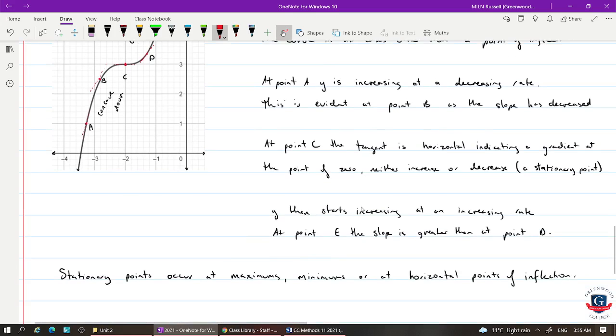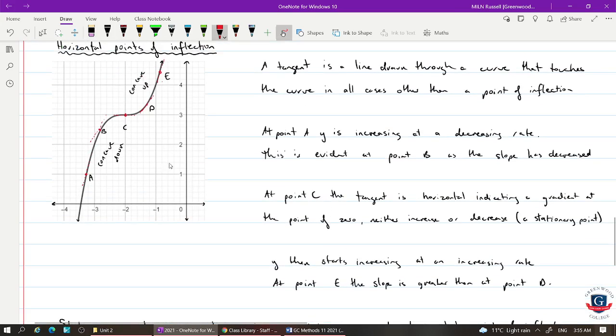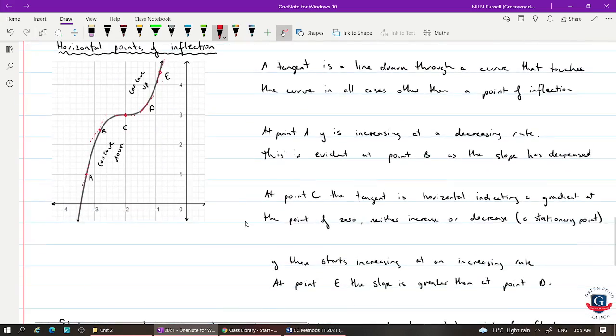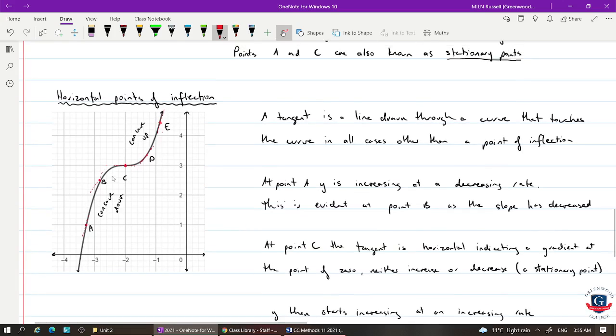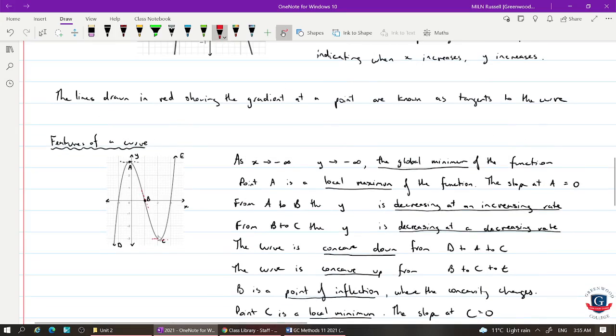Once you get your head around that, stationary points can occur at horizontal points of inflection. We should note here that even though that's a point of inflection, it's not a horizontal point of inflection, so the slope is not 0 at that point, but the slope is definitely 0 at the maximum and minimum points. So a stationary point can be a horizontal point of inflection, a maximum, or a minimum.